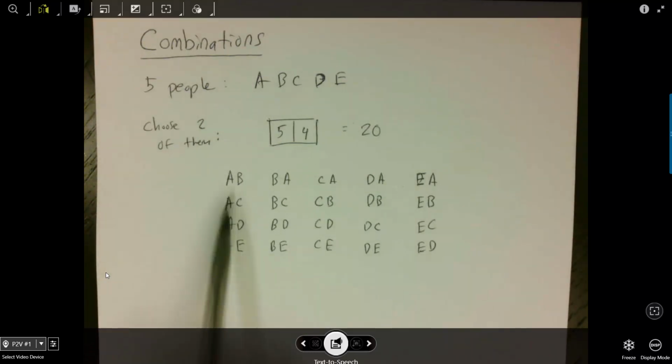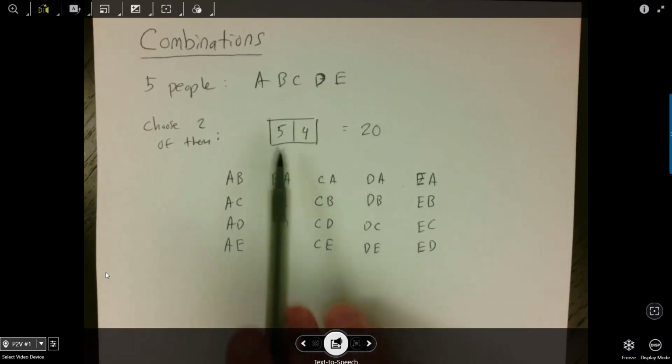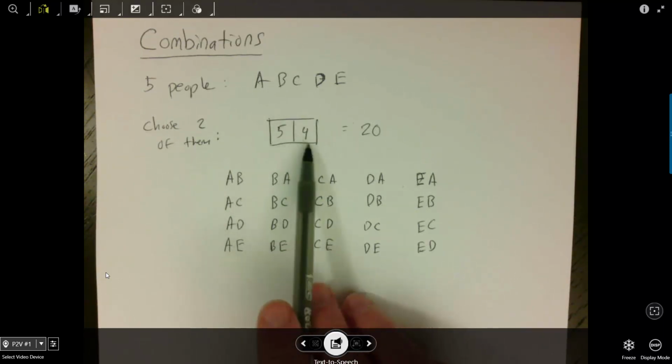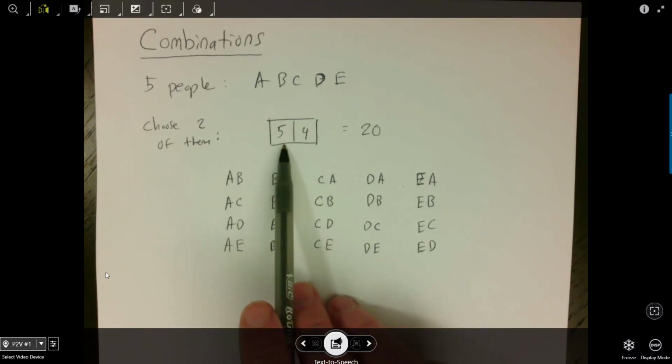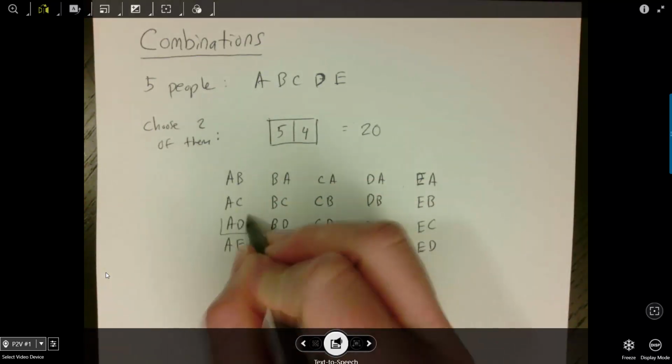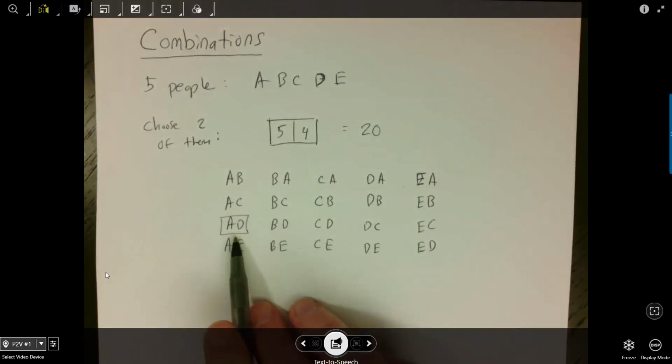So here they are. This column is the column where I chose A to go first as my first person. This column is where B was my first choice, and C, and so on. My restriction here that for the second person there's only 4 choices is only restricting me to say that the person I choose second can't be the same person as I chose first. But it doesn't stop me from counting, let's say, this possibility twice.